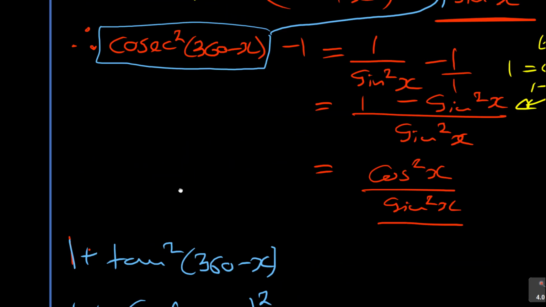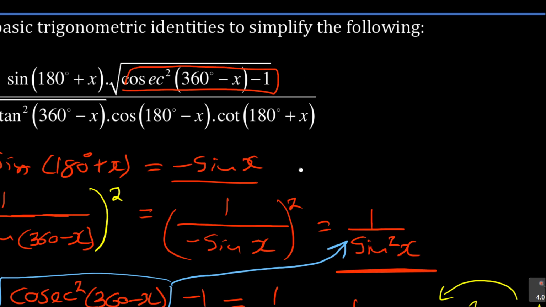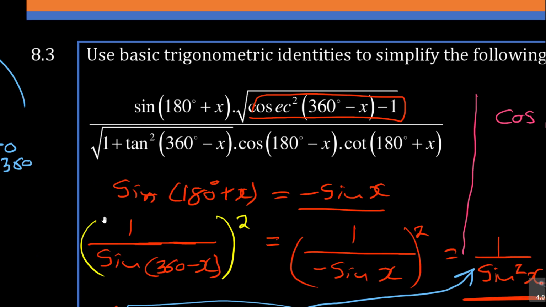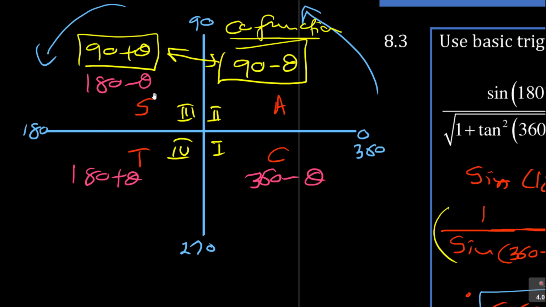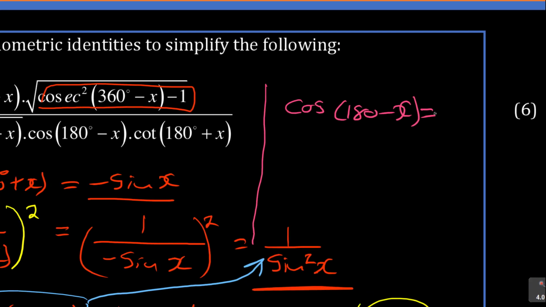Alright, so the next one is cos 180 minus x. I'll work it this side. If you give me cos 180 minus x, it is equal to, now for 180 minus x, sine is positive, cos is negative, so this is simply minus cos x.